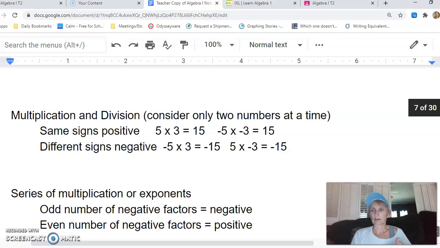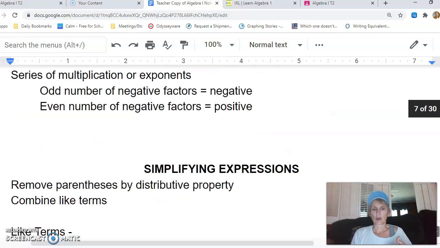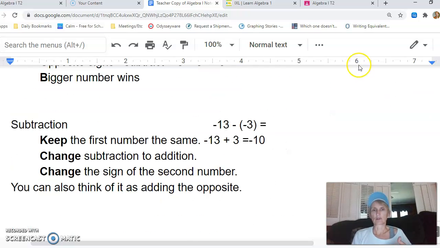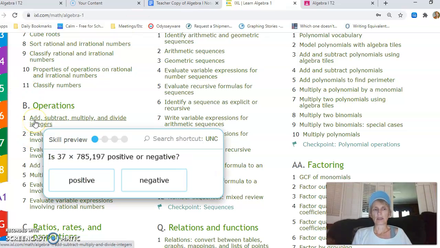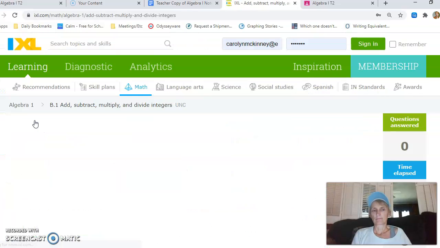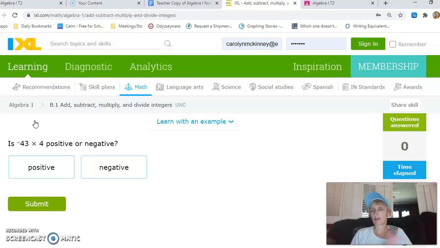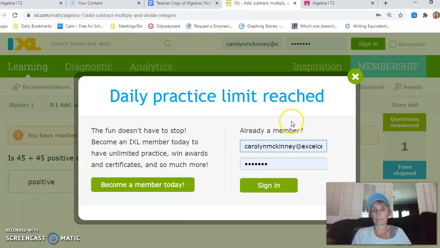So to practice those positive and negative numbers, you're going to work in IXL, again in the algebra section, in B1. And some of these, you're not finding the exact answer. It just wants to know, is this going to be positive or negative? Well, it's multiplication, and they're different, so it's going to be negative. Bam, bam.